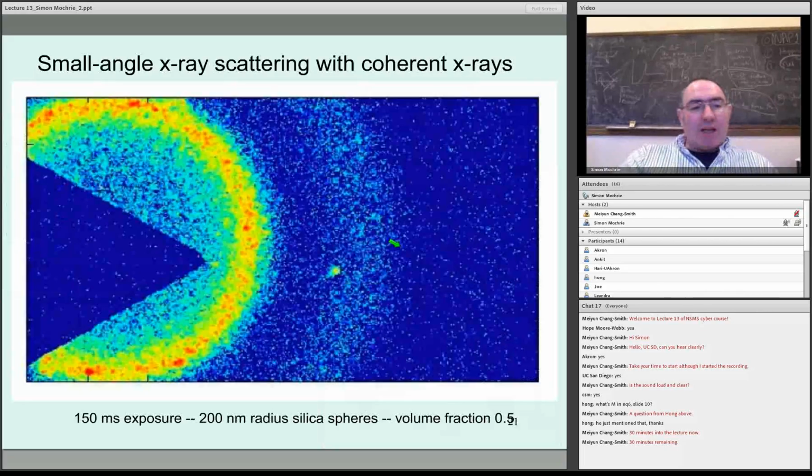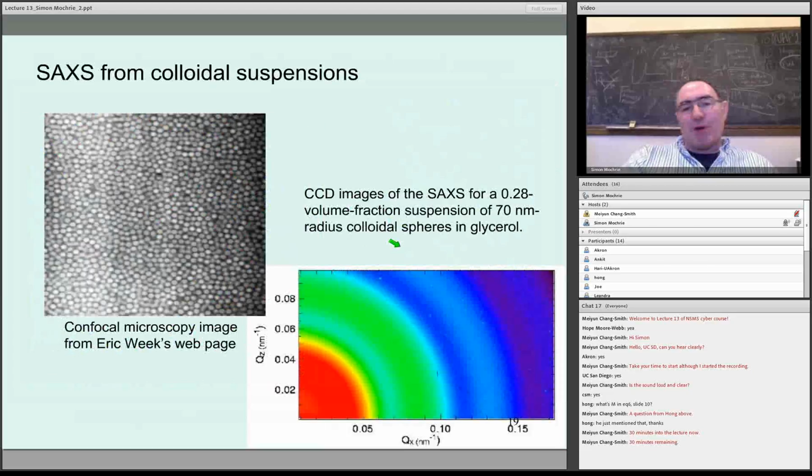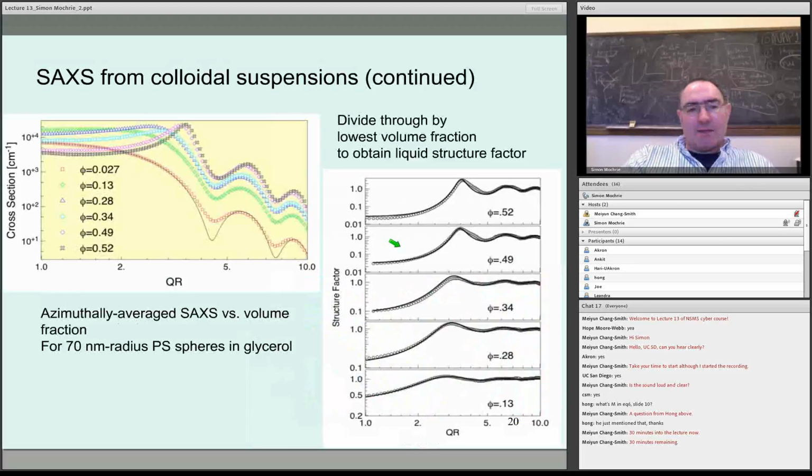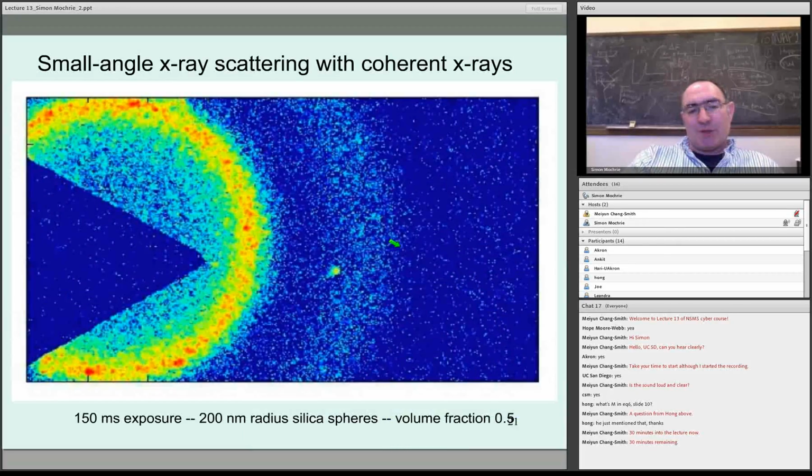So let me contrast now this scattering profile, which is from an incoherent source, and this profile, which is now from a coherent source with just a 150 milliseconds exposure. So what you can see here is that this colloidal suspension appears speckled. There are regions, red, where the intensity is very high, fairly close to regions where, let's say, green, where the intensity is much lower. So this is a partially coherent pattern, and consequently there's a speckle pattern.